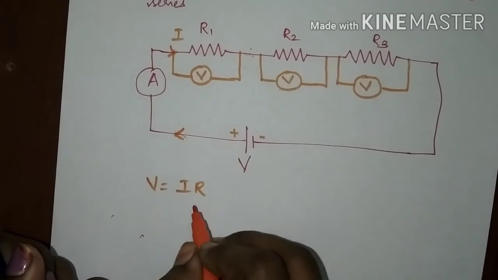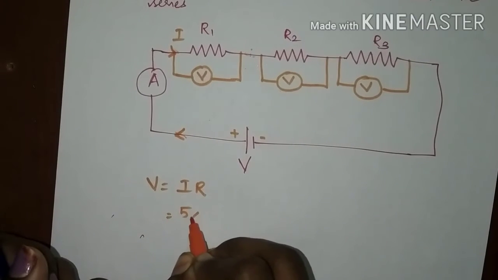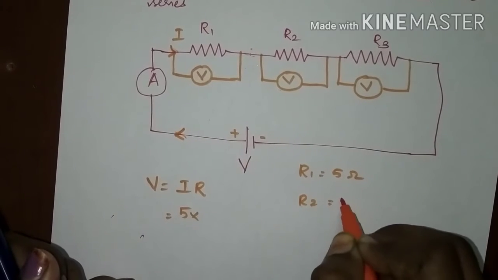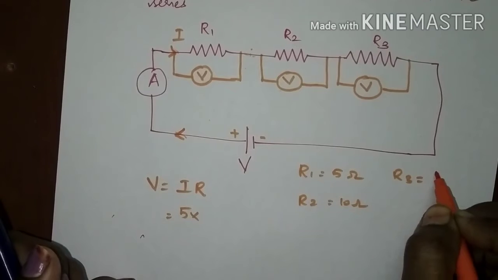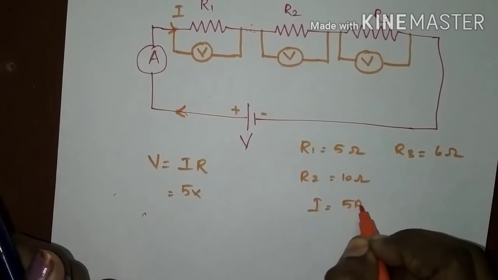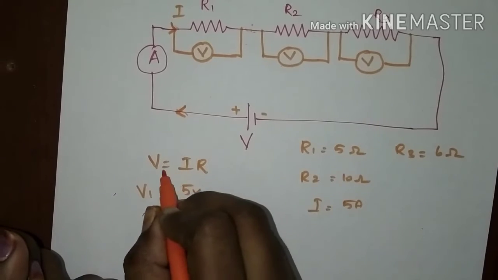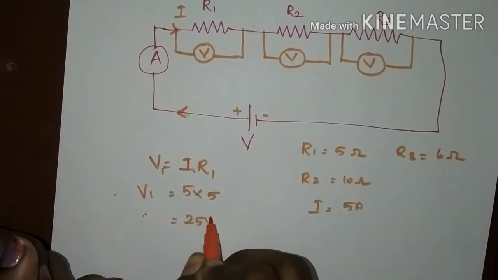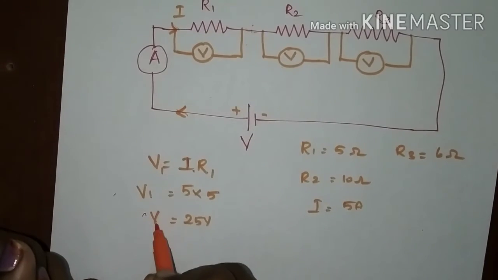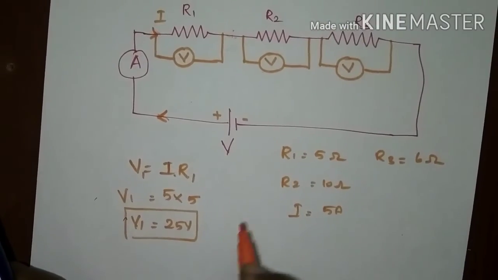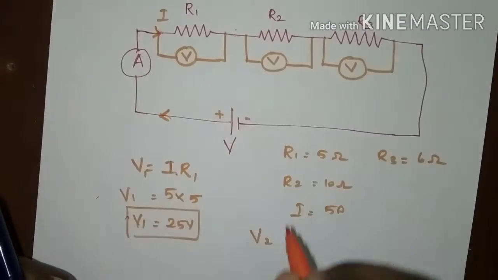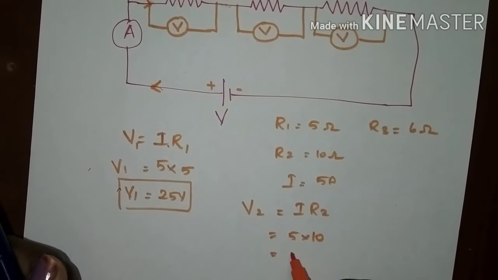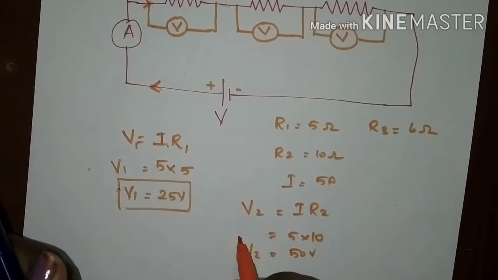For the case of R1, assume your R1 value is 5 ohms, R2 value is 10 ohms and R3 value is 6 ohms. Current flowing here is 5 amps. Your voltage V1 will be I into R1. Your R1 is 5 ohms. So, 5 into 5, 25 volts will drop across R1, V1. Right. In the R2 case, the voltage drop across V2 would be I into R2. Your current is 5 ampere and R2 is 10 ohms. Your 50 volts will drop across R2.